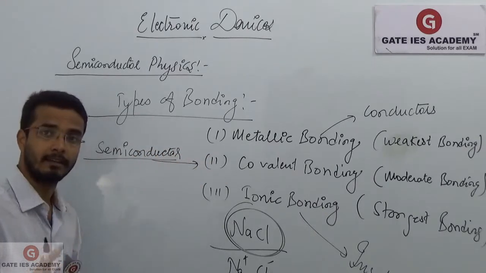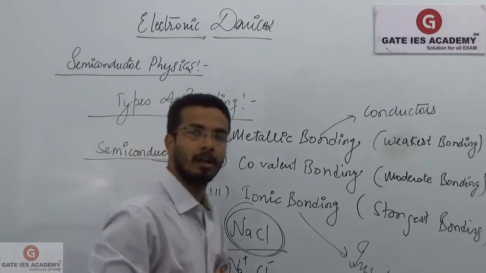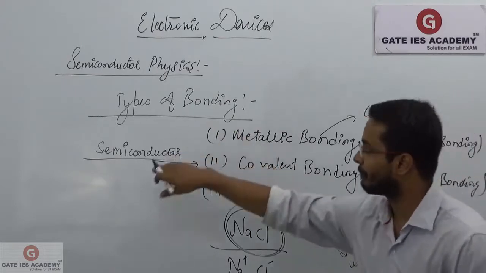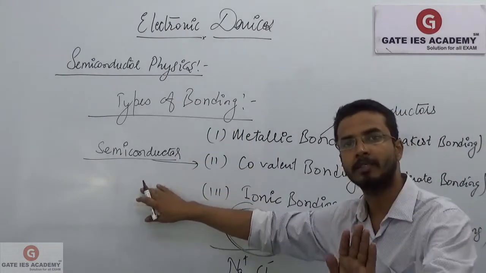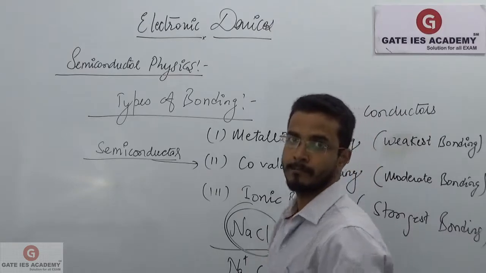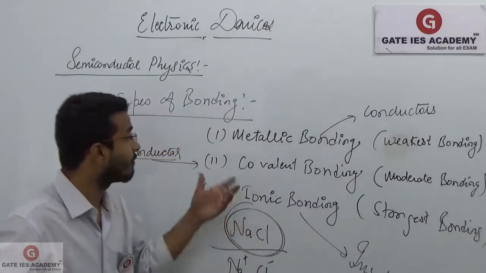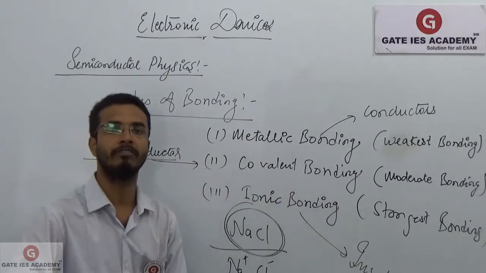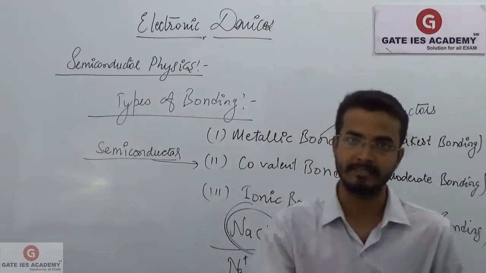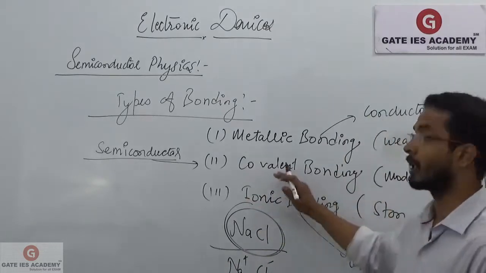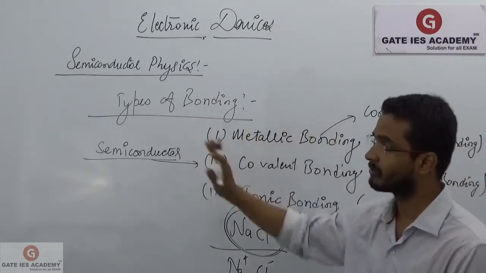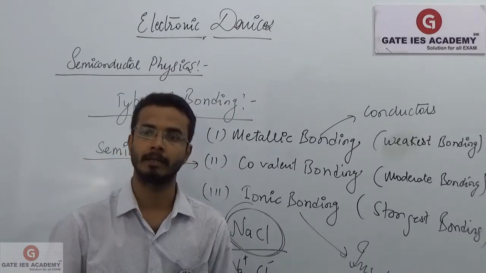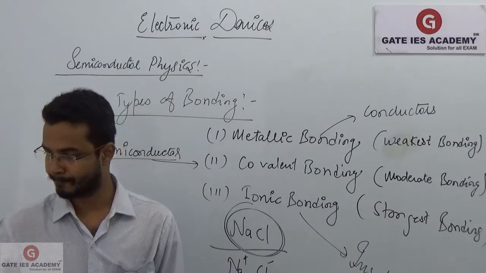I'm not saying that every element having covalent bonding will become a semiconductor. But if it is a semiconductor, definitely the bonding will be covalent. Any semiconductor will not have metallic or ionic bonding. All semiconductors will have covalent bonding only. Okay, this is what I'm saying. I'm not saying that all covalently bonded materials will have semiconductor property. No. But semiconductor bonding will always be covalent.